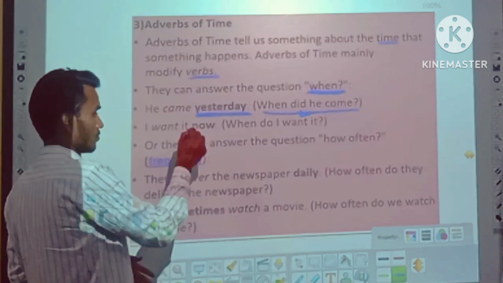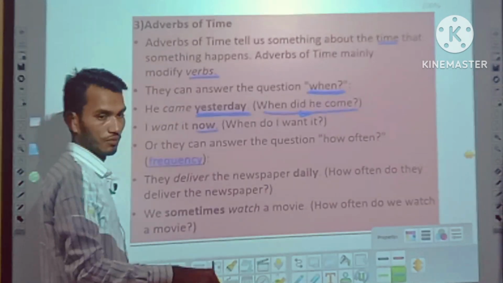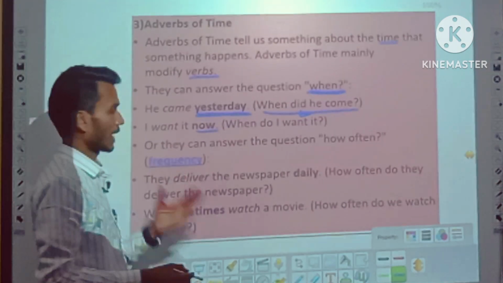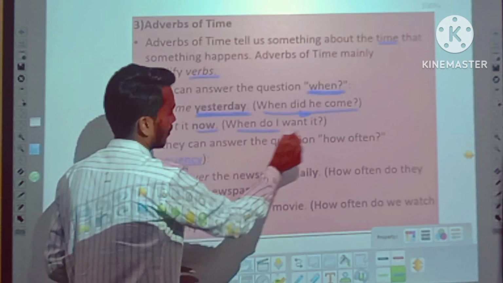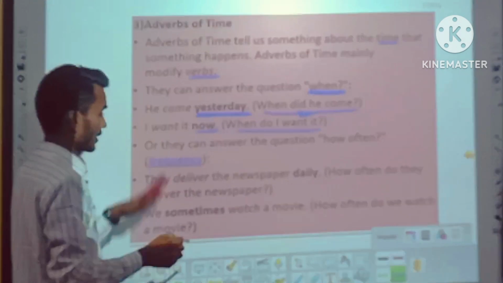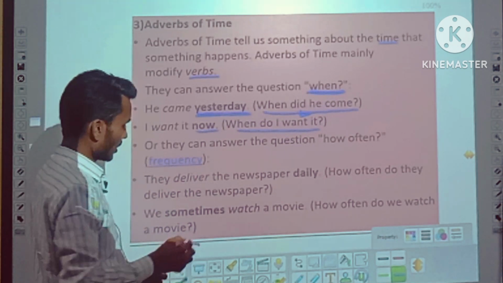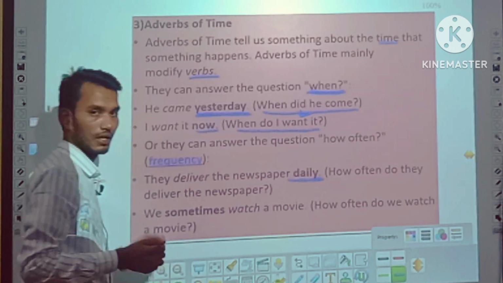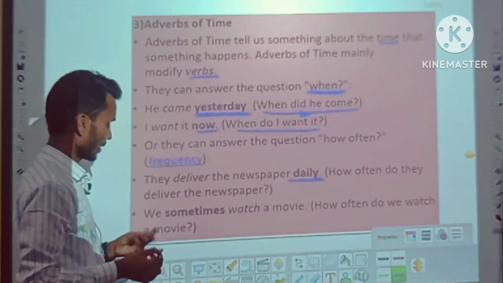I want it now. Here now is an adverb. What kind of adverb? Adverb of time. When do I want it? I want it right now. Then, they deliver the news daily. Here daily is an adverb of time.